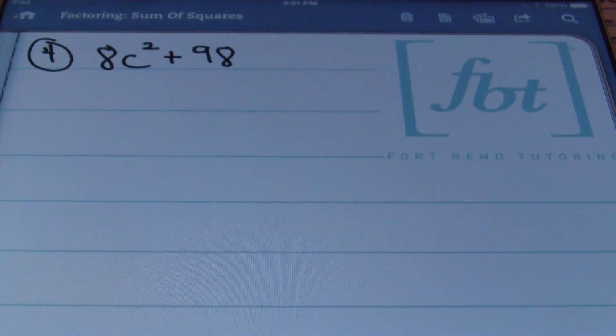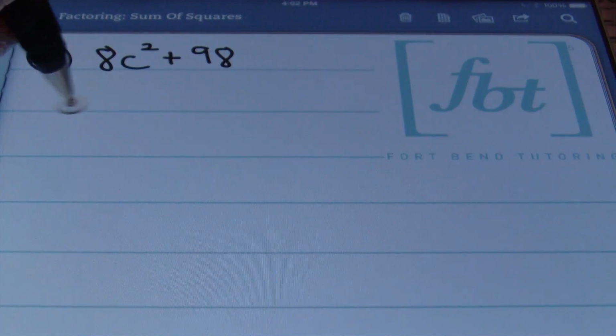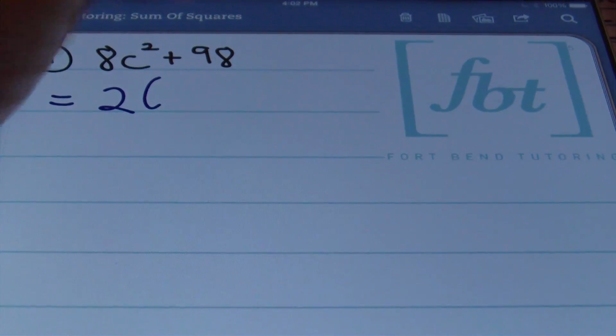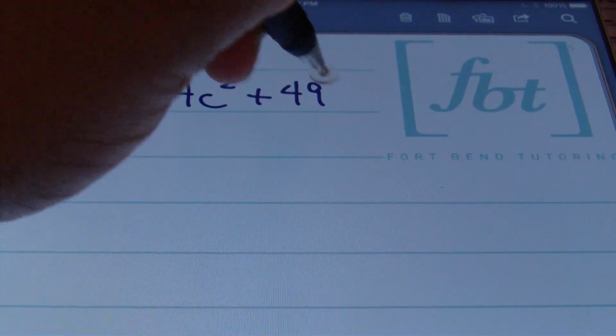Problem number 4. This is what we have. We have 8c squared plus 98. So no matter what course you're in, you should recognize that you have a GCF of what? What do these two terms have in common? Do you know? Exactly. You're exactly right. They're both even numbers. They both can be divided by 2 evenly. So therefore the GCF is 2. So let's go ahead and factor that out. You got it. So factoring out 2, you'll be left with 4c squared plus 49.